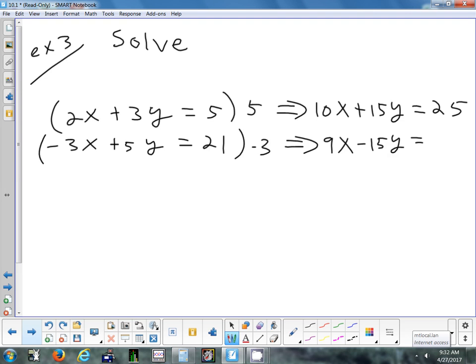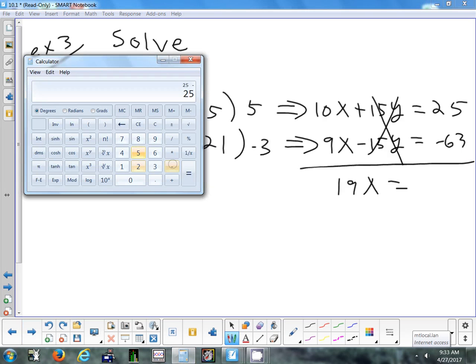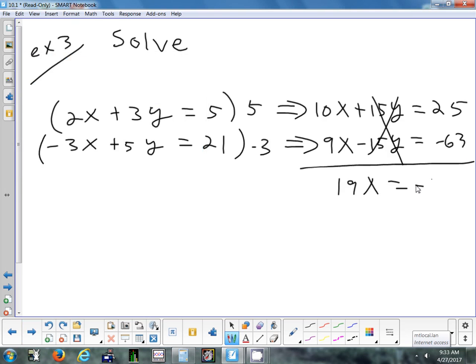63. And just be careful because it's a positive times a negative. Negative 63. Okay, now add those up vertically. Okay, add them up. 15, negative 15. Okay, that's gone. 10x and 9x gives me 19x. And then 25 minus 63. So I get 25 minus 63 is negative 38.